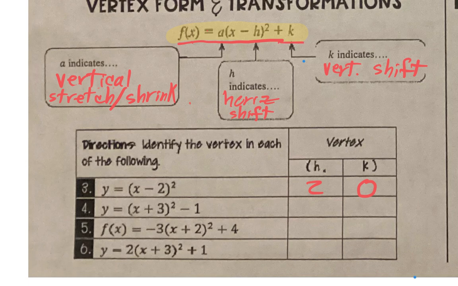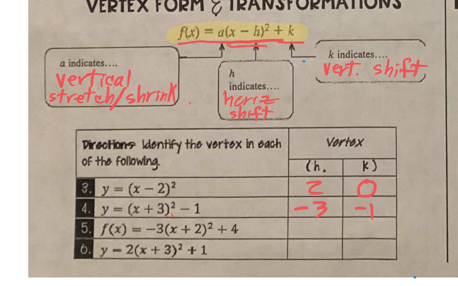Look at number 4. Now I have x plus 3. My formula says x minus h. In order to make this minus h into a plus, my h has to be a negative number. So -3, because x minus a -3 gives me x plus 3. What am I adding or subtracting to that parentheses that is squared? A -1. So my k is -1.